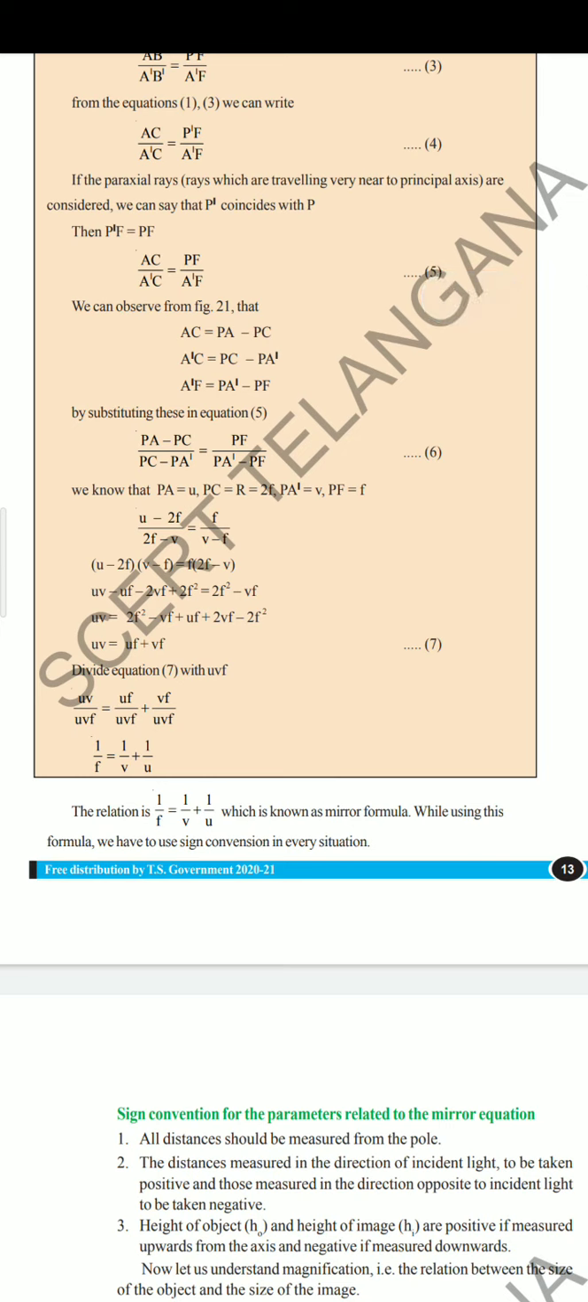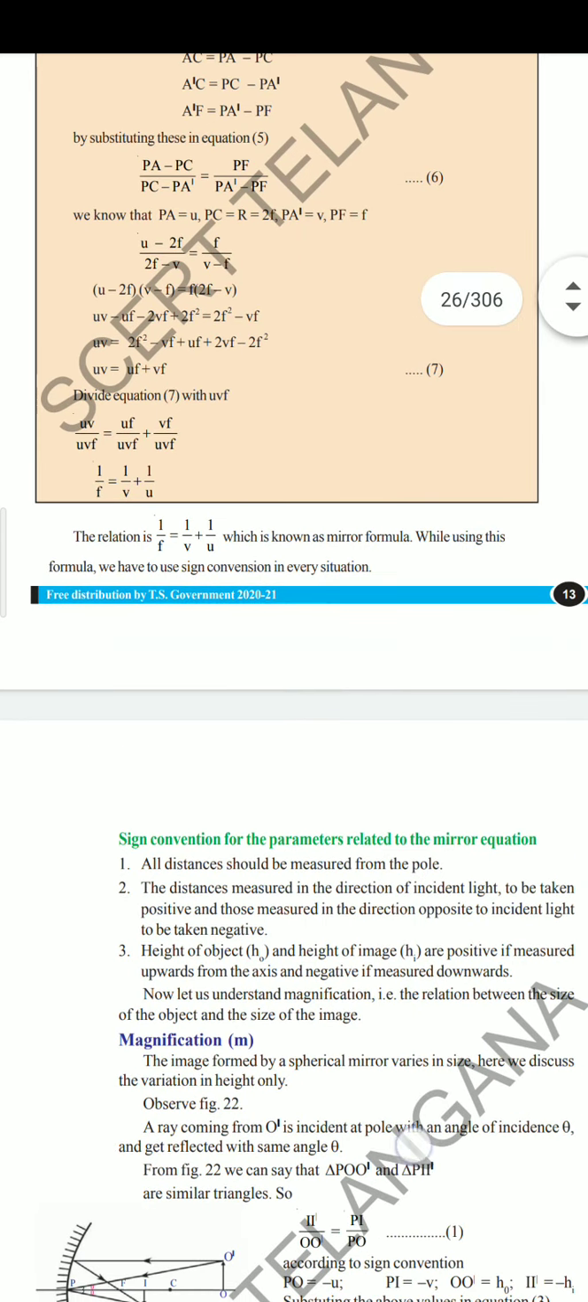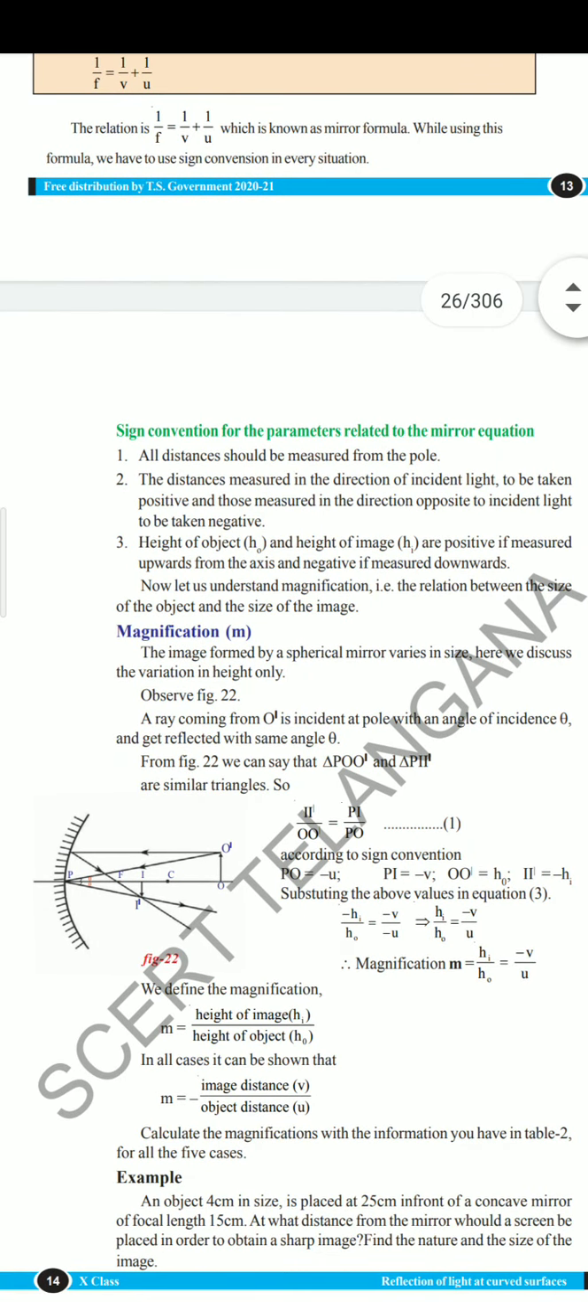The relation 1 by f is equal to 1 by v plus 1 by u is known as the mirror formula. While using this formula, we have to use sign convention in every situation. Sign convention for the parameters related to the mirror equation. All distances should be measured from the pole. The distances measured in the direction of incident light are taken positive, and those measured in the direction opposite to the incident light are taken negative.